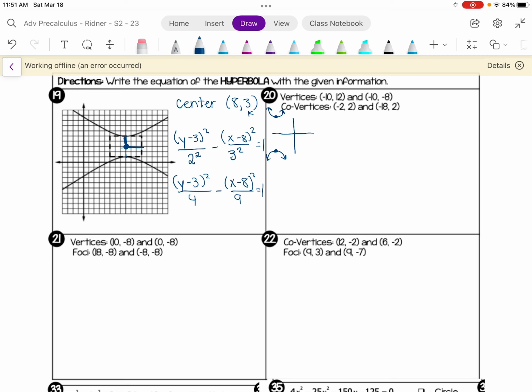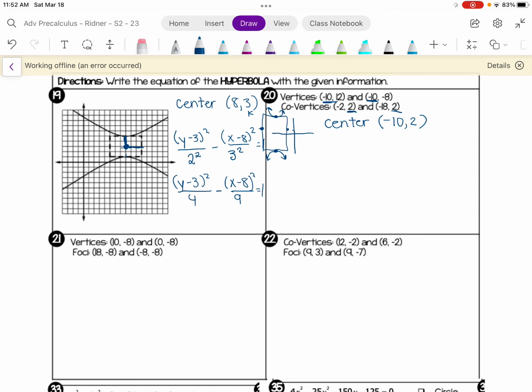My co-vertices are at negative 2, 2 and negative 18, 2. So notice that would make a rectangle like I need. So to find the center, midpoint, what do you do? You add them together and divide by 2. So you can definitely do midpoint. If you're given vertices and co-vertices, you just take what's matching, and that's your center. So in this case, negative 10, 2.